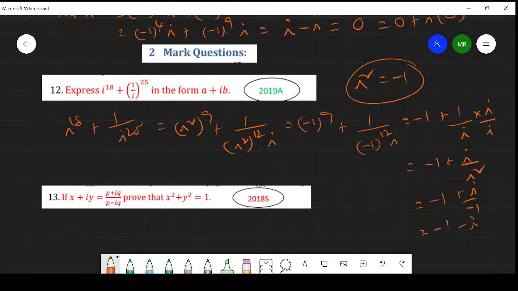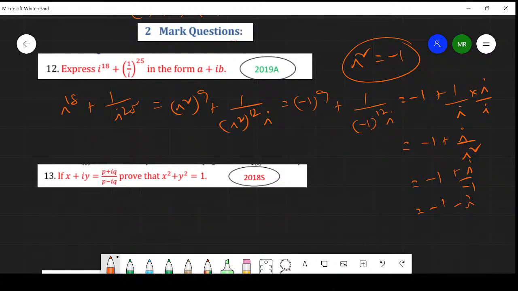So I explain the form of a plus ib. They are asking the form of a plus ib, and we got the final answer here: minus 1 minus I. Here real part a is minus 1, b is minus 1. If you want, again write minus 1 plus I into minus 1. The form of a plus ib they are asking here; I simplified and we got this result. I hope you understood this. Right? It's clear, I think you understood this.